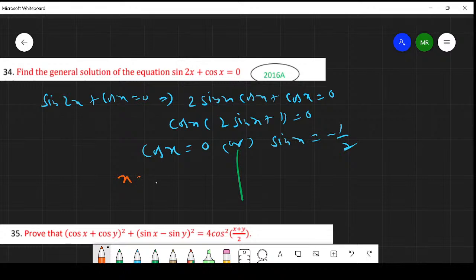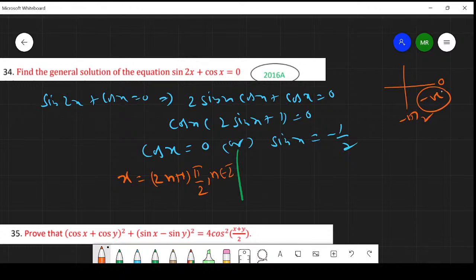So x is equal to (2n plus 1) pi by 2, n belongs to Z. This is your answer here. Whenever cos is 0, the x value is x equals (2n plus 1) pi by 2, n belongs to Z. When sin x is equal to negative, the principal value should lie between minus pi by 2 to 0. Here minus pi, this is 0, this is minus pi by 2.